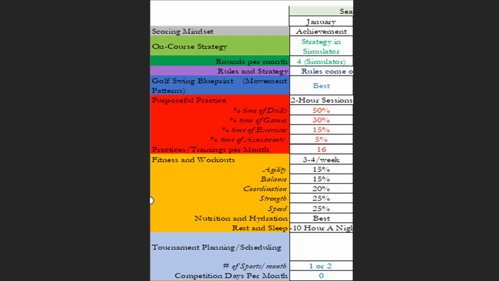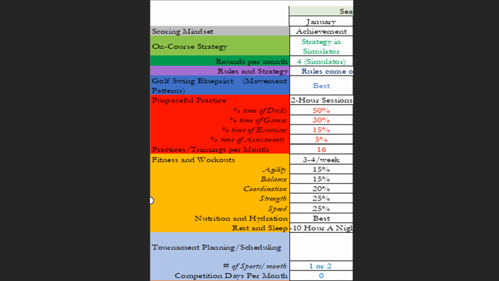As far as fitness and workouts, if you're trying to compete at a high level, this is a great time to start building your body back up. 3 to 4 times a week, about 15% in agility and balance, 20% in coordination skills. That may be hitting off of odd lies. That may be tossing a ball around, whatever it is. But some of those coordination activities are good to develop this time of year. Obviously, some strength and speed. Don't mix those up, by the way. Strength is not speed, and speed is not strength.